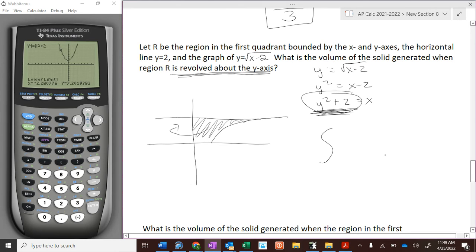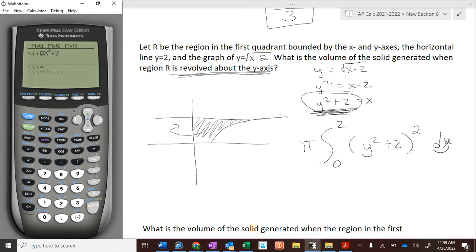I got to integrate from where to where? 0 to 2 of what? Pi, disk method, r squared. I got to square that bad boy. So go to y equals and insert parentheses around this. And square it.